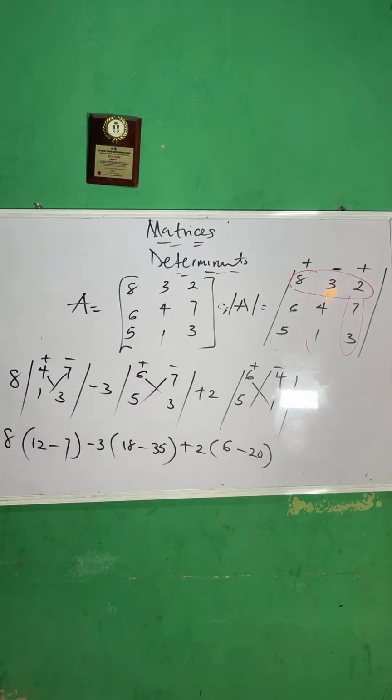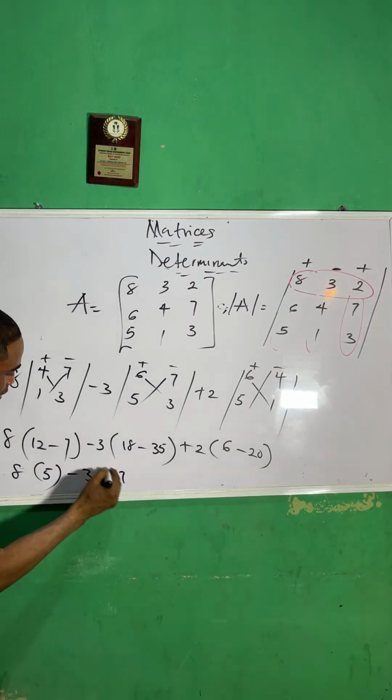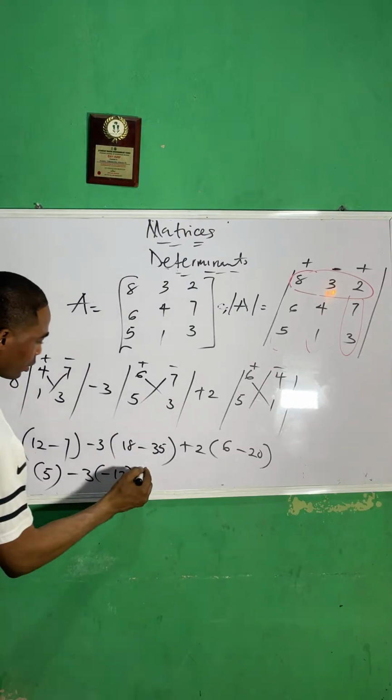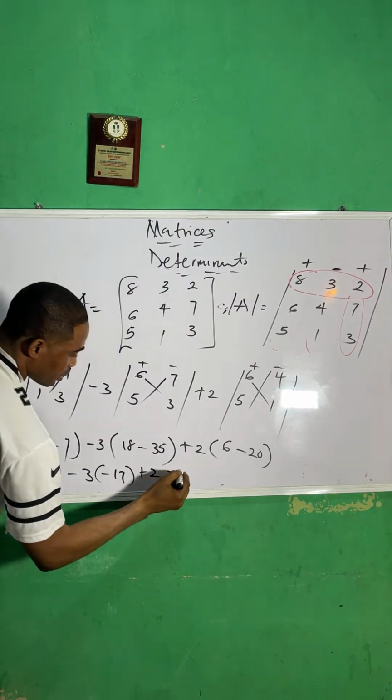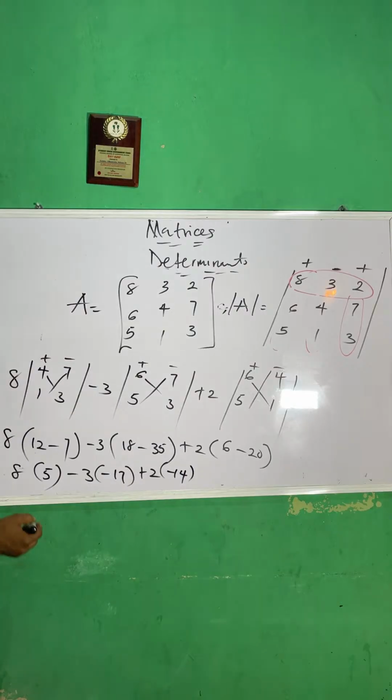So here we'll be having 8 into bracket 12 minus 7. That's going to give me 5. Then minus this here I'll be having 18 minus 35. We're having minus 17. Then here we are going to have plus 2. We are going to have 6 minus 20. Then that means we are going to have minus 14.